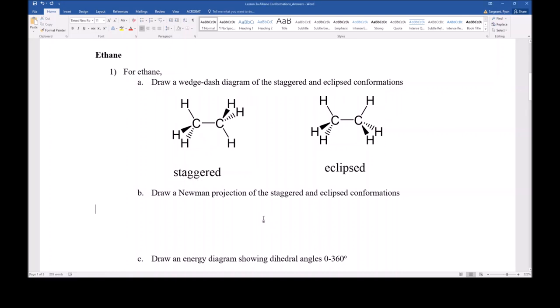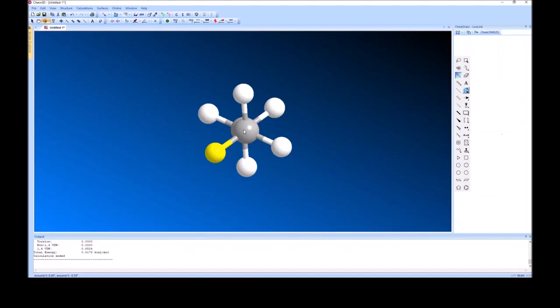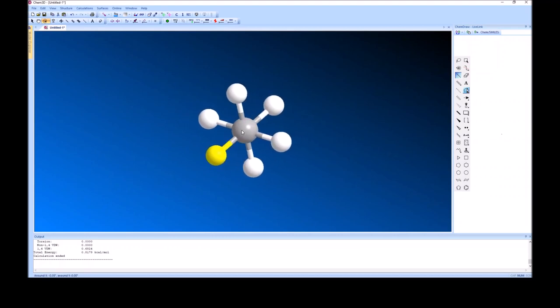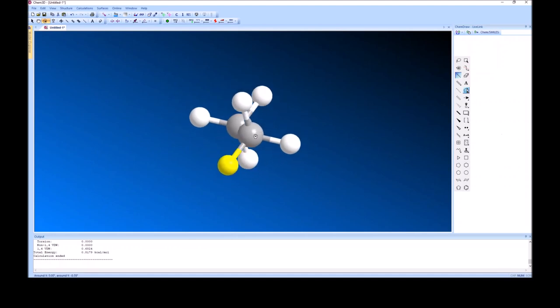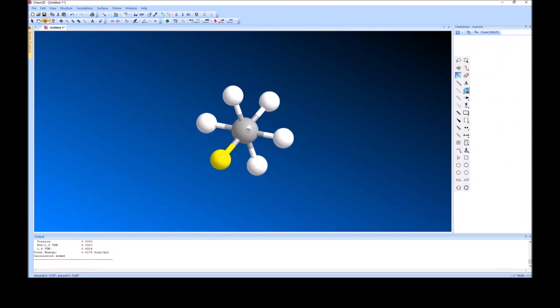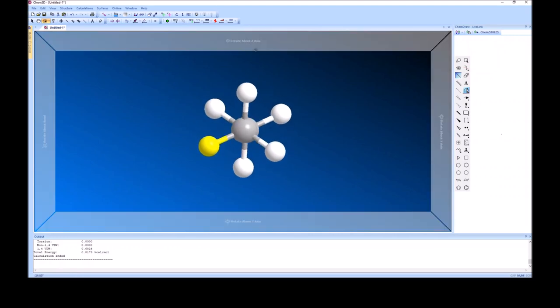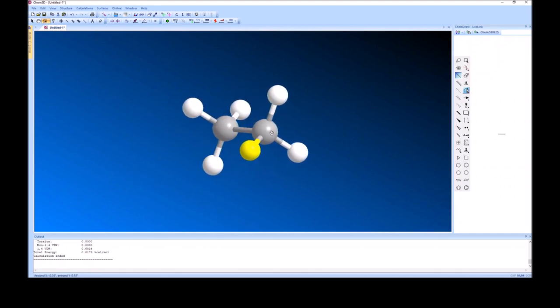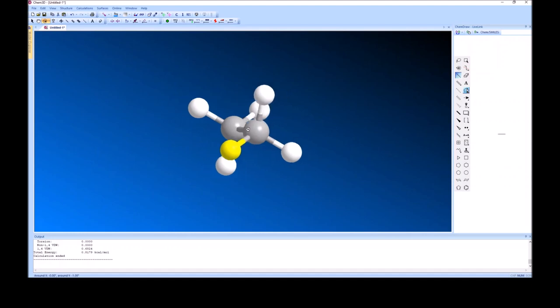A better way of showing these is something called a Newman projection. A Newman projection tries to look at the molecule from the perspective of sighting down a carbon-carbon bond, like looking down the barrel of a toy gun, evidently, so as not to get censored on YouTube. So you look down the barrel of your toy gun, and what you see is an overlay of those two carbons right here. So I'm trying to sight down the barrel of this carbon-carbon bond.